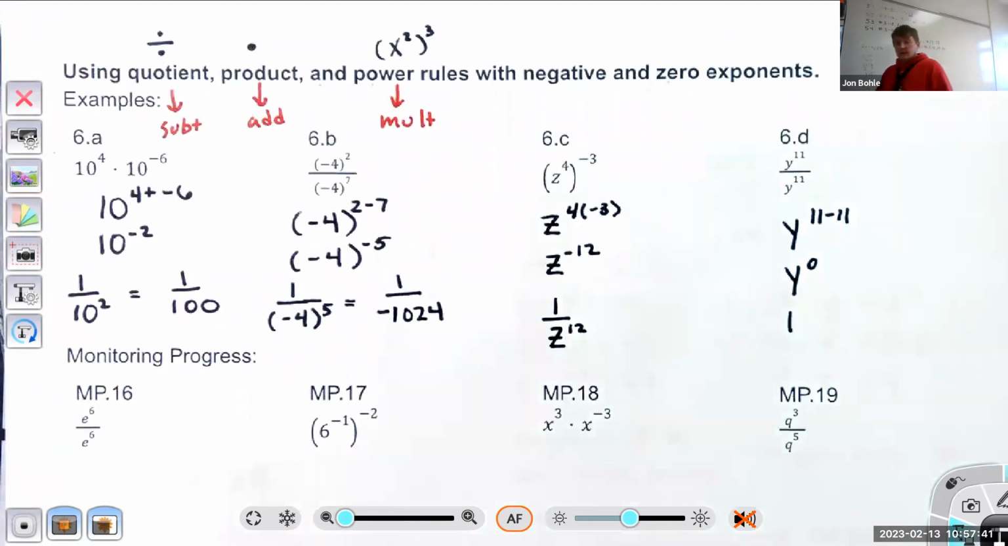So in black, that's what quotient, product, and power mean. Quotient means division, product means multiplication, power means exponent to a second exponent. In red is what you do with the exponents. Okay, so quotient does not mean subtract. Quotient rule means I subtract my exponents if I want to do the shortcut. Okay, anything needing clarification there? Okay, go ahead. 16, 17, and 18.